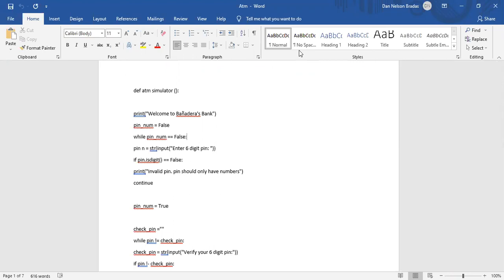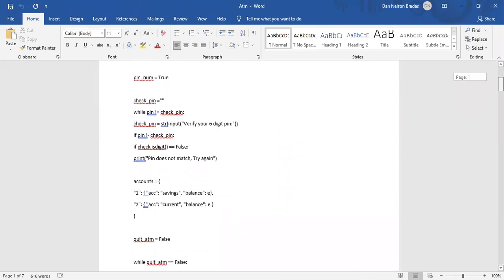Continue. Pin number is true. Check pin, while pin is not equal to check pin, the second check is equal to string input: verify your 6-digit pin. If pin is not equal to check pin, if check is digit inputted is equal to false, print pin does not match, try again.